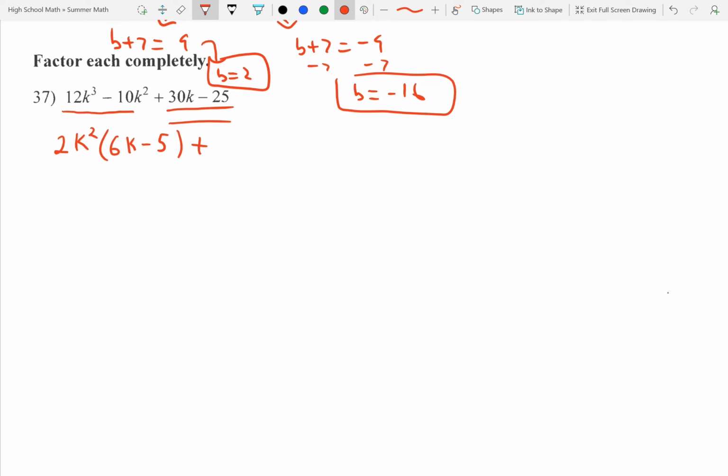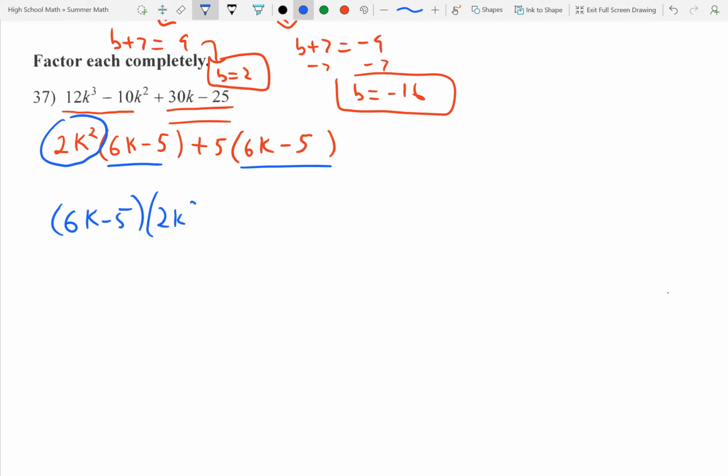Between 30 and 25, 5 is the GCF. Cannot factor out a k, they both don't have it. 30 divided by 5, 6k. Minus 25 divided by 5, minus 5. Now observe they both have this common binomial of 6k minus 5. We can factor that out. Factoring out the 6k minus 5 leaves 2k squared. From the second portion, factoring out the 6k minus 5 leaves the plus 5.